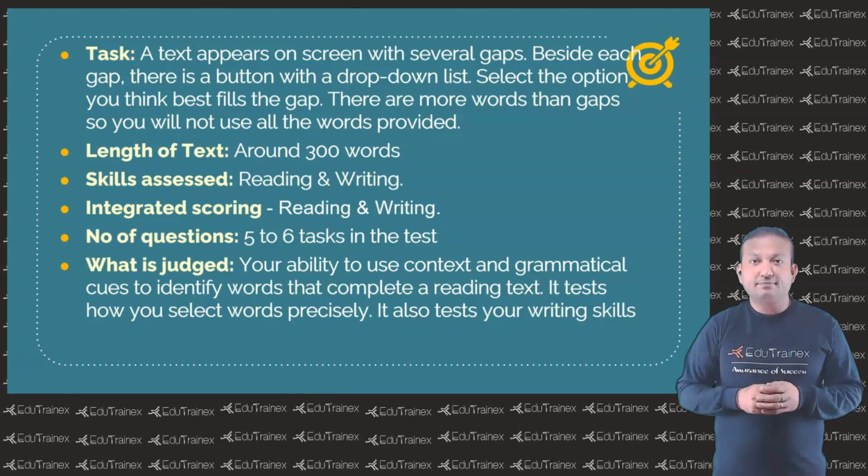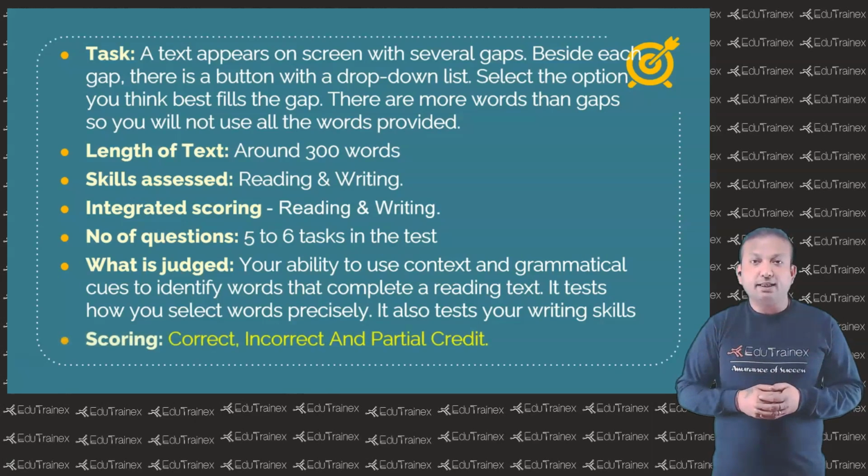This task judges your ability to use context and grammatical cues to identify words that complete the reading text. Each correct answer will give you 1 point, and since there is no negative marking, if you select any wrong answer, you still get marks for the correct ones.